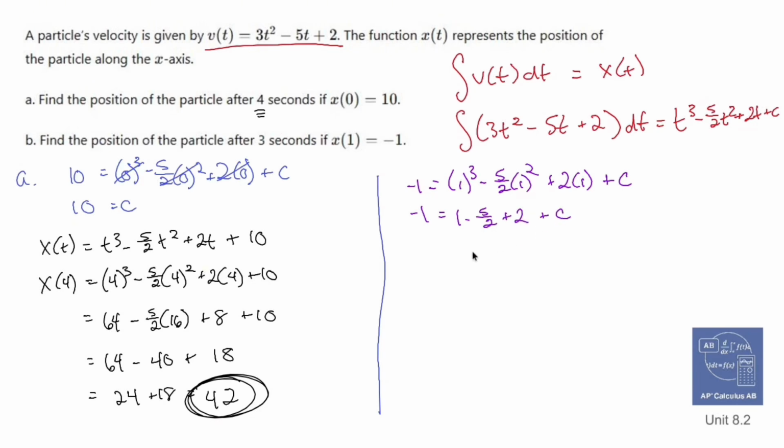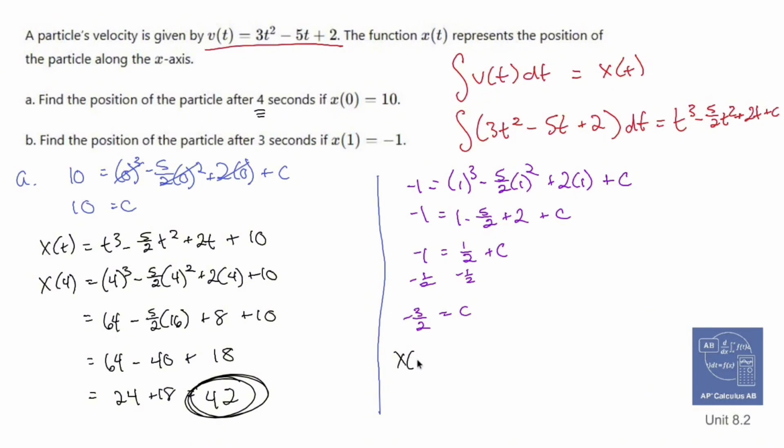Negative 1 is going to equal, what is that, 3 minus 2.5, so that's 0.5, so 1/2 plus c. Subtract a half, and we're at negative 3/2 equals c. So now I'm going to use this equation, but replace the c with negative 3/2. So that's my new function.